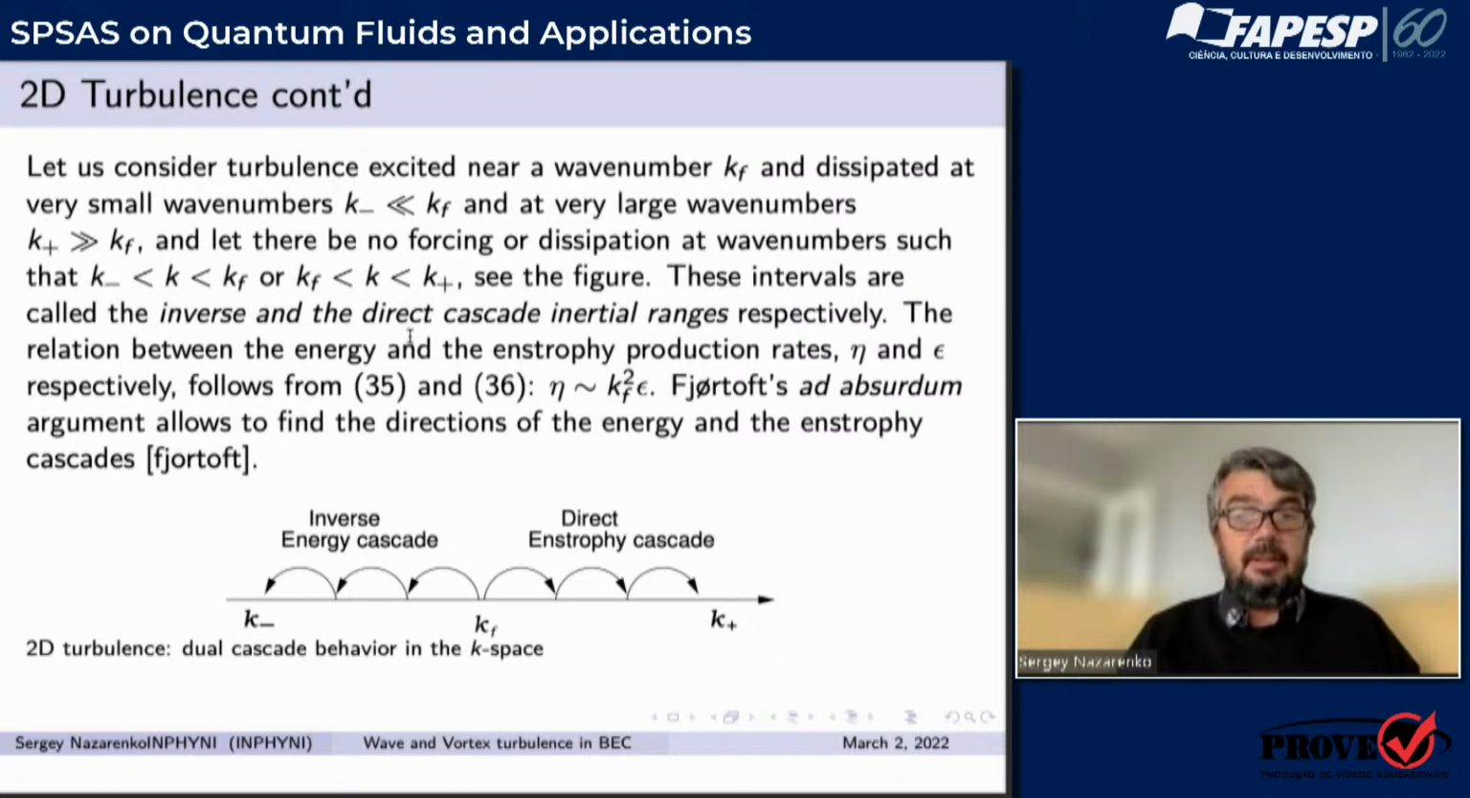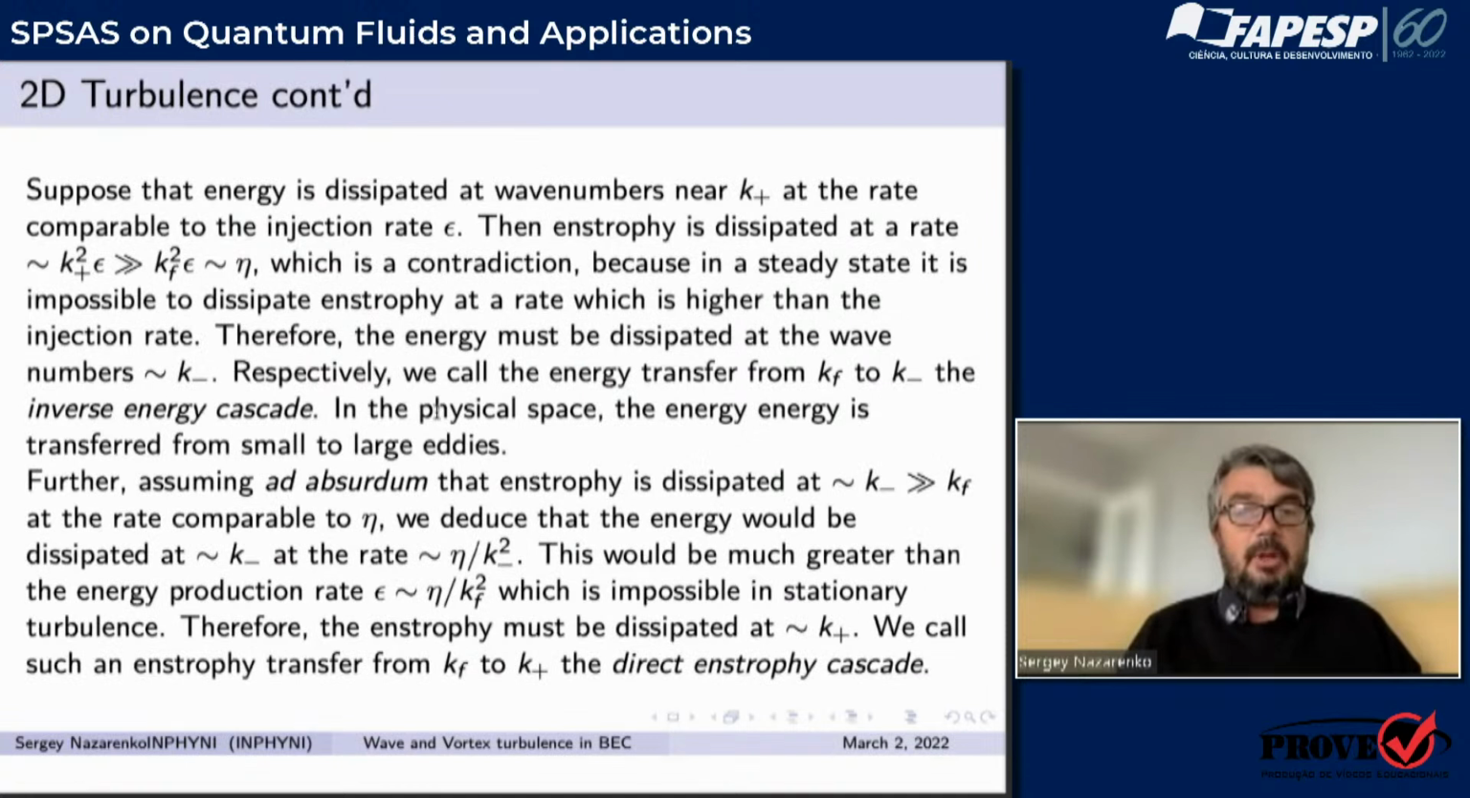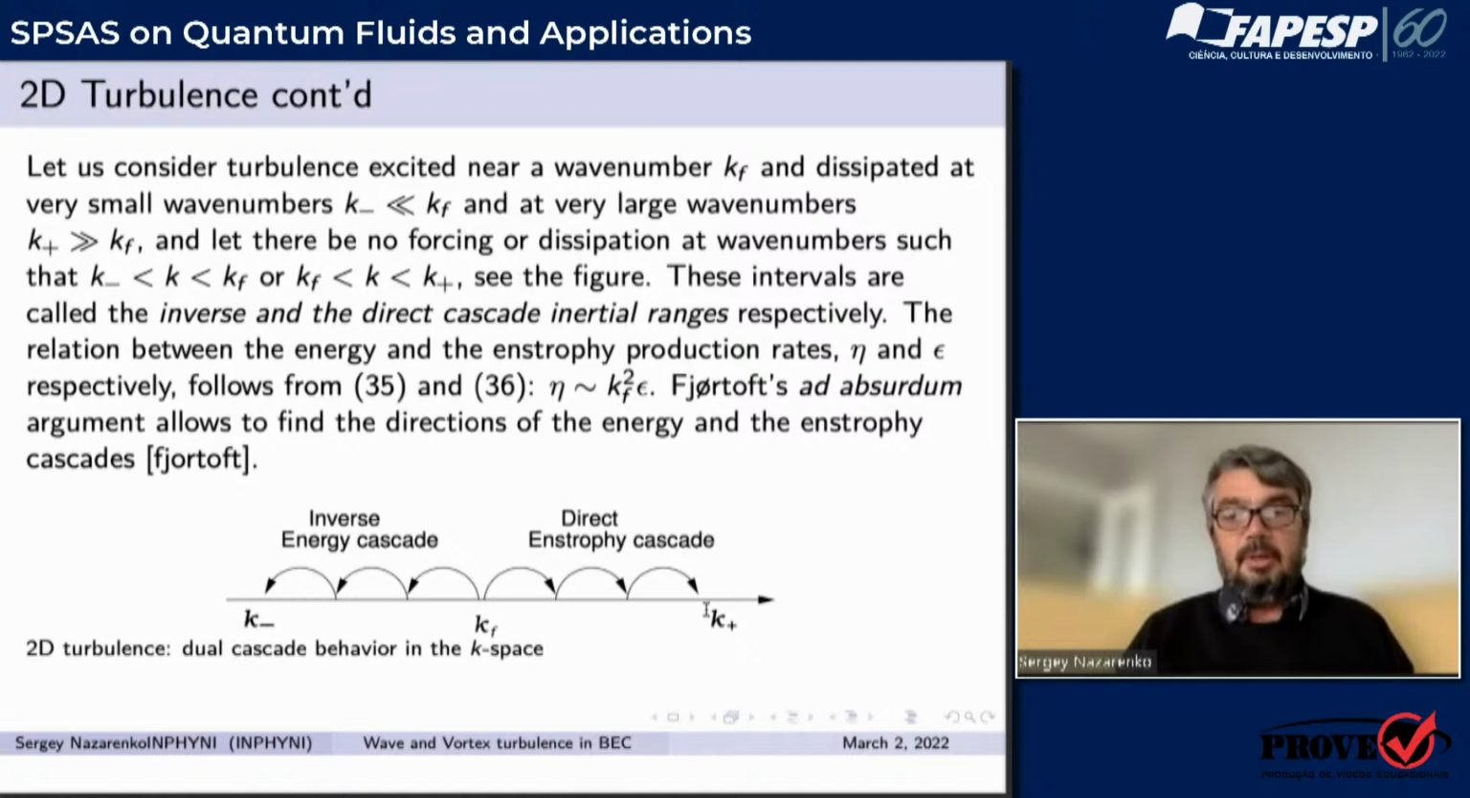And now, symmetrically, we can apply the same speculation and arrive at a contradiction, that the entropy cannot be dissipated at low wave numbers and can only be dissipated at high wave numbers. So it is a direct cascade of entropy in this case.